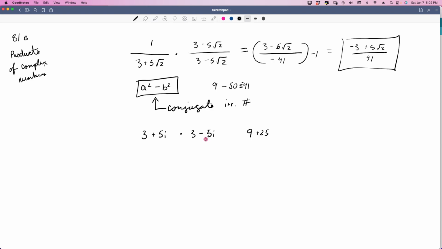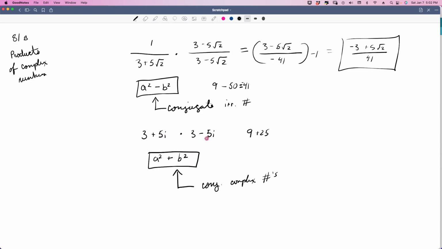So what we would end up with every single time is a squared plus b squared whenever we have a complex number that has to be conjugated. So for conjugating complex numbers, we use a squared plus b squared.